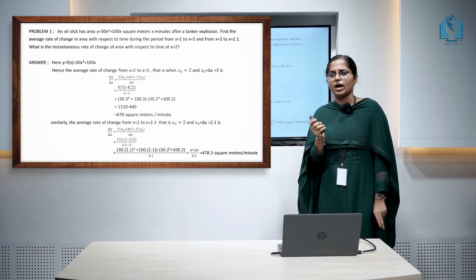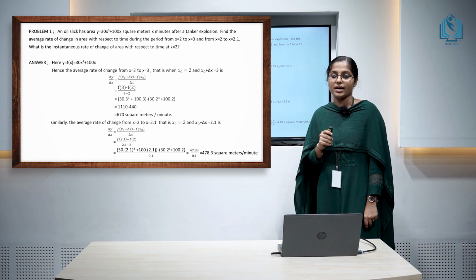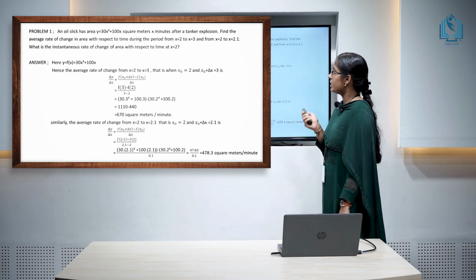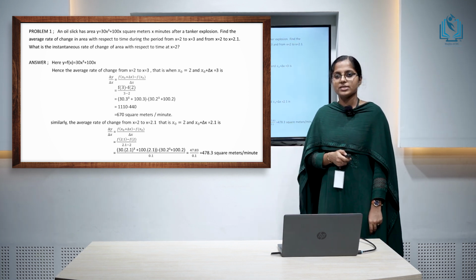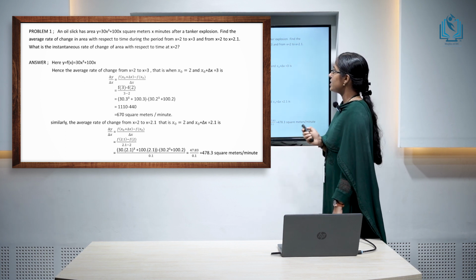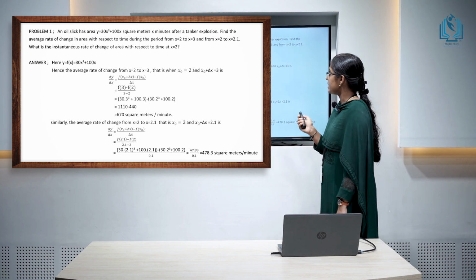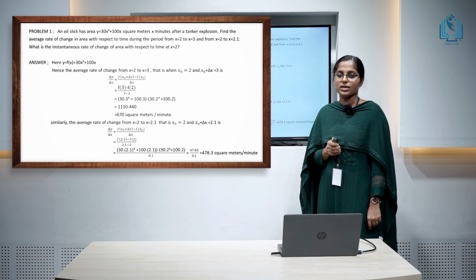So, in this problem we have two questions: one is to find the average rate of change and the other is the instantaneous rate of change. First, the average rate of change. Here we are given y equals f of x equals 30x cube plus 100x. So the average rate of change from x equals 2 to x equals 3, that is, when x naught equals 2 and x naught plus delta x equals 3.